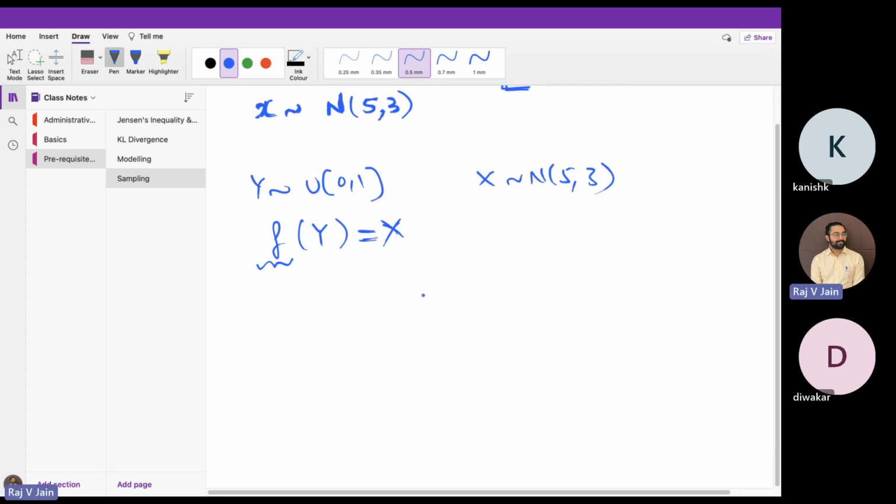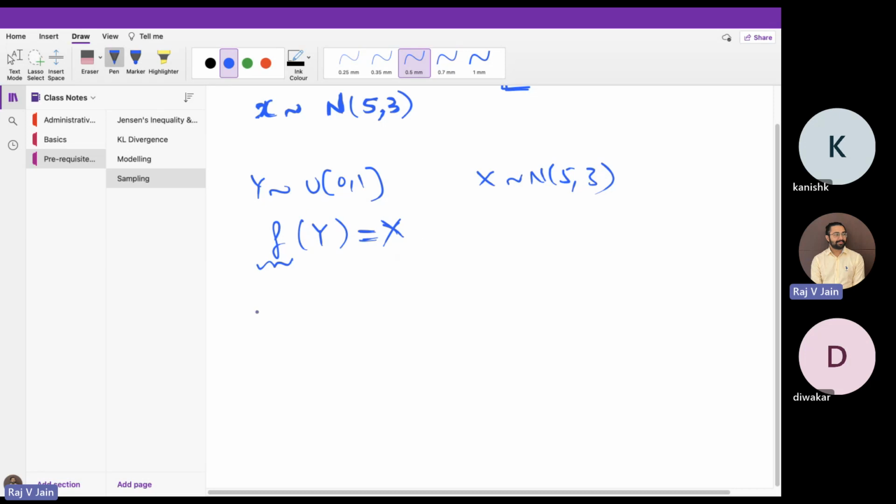Right. So in this case, you can solve it very easily. You have simple formulations given to you, so you can hope to find this function f and so on.